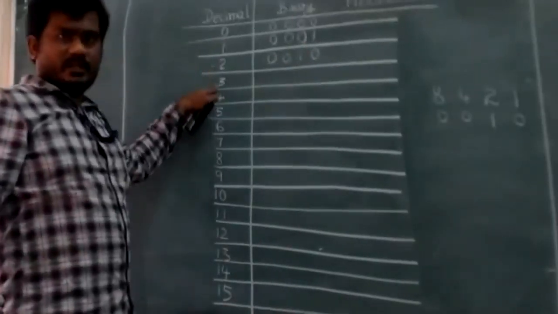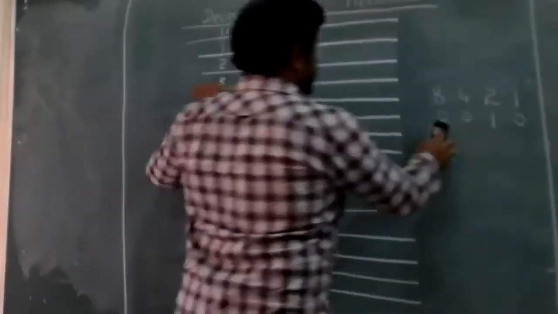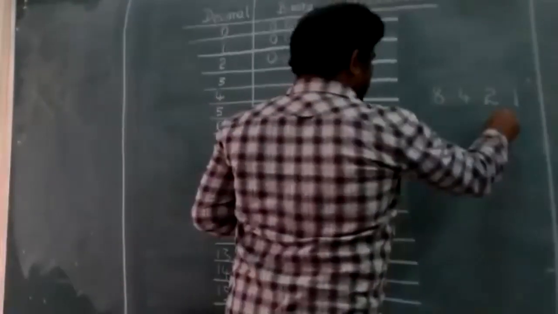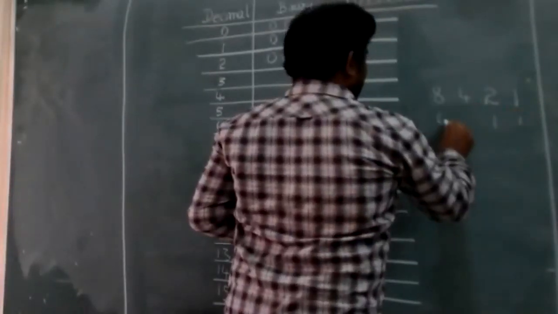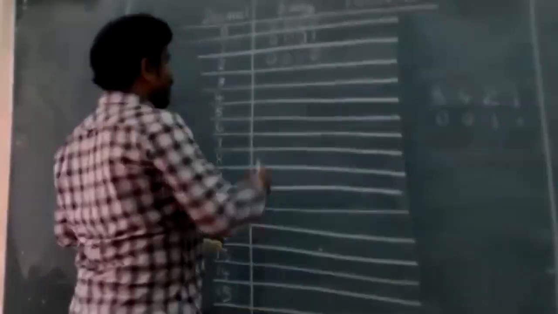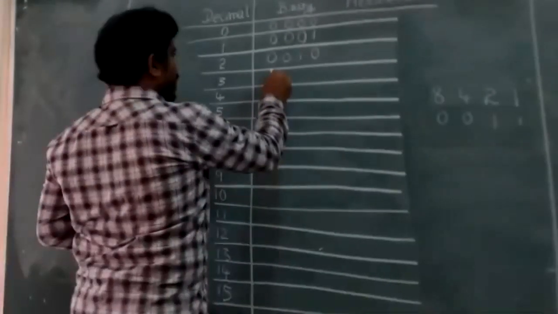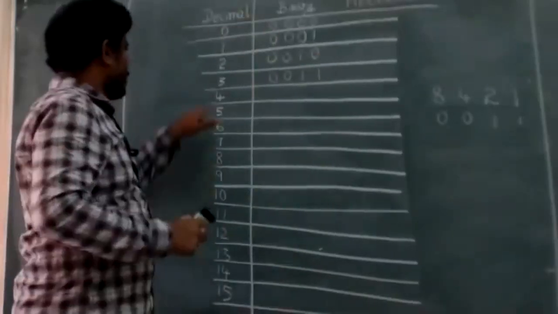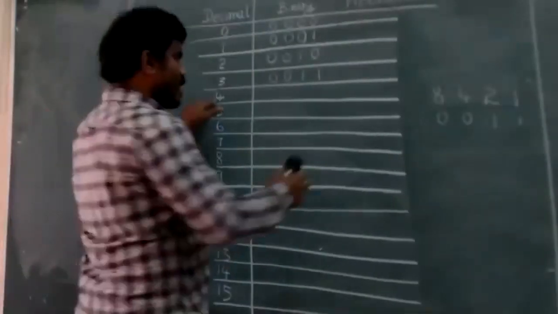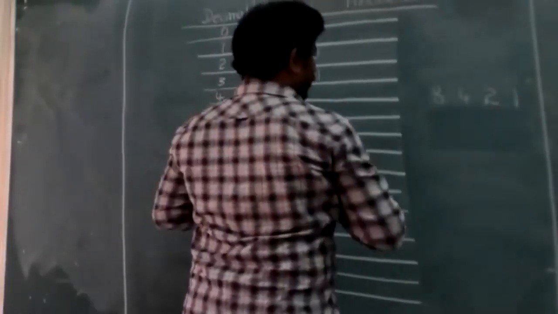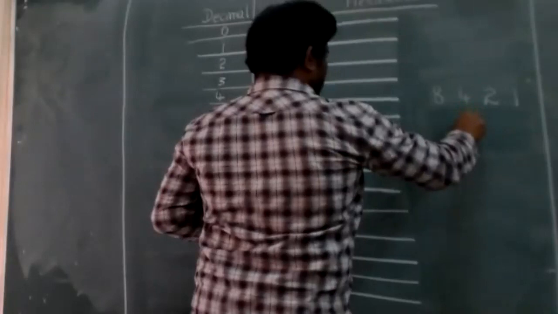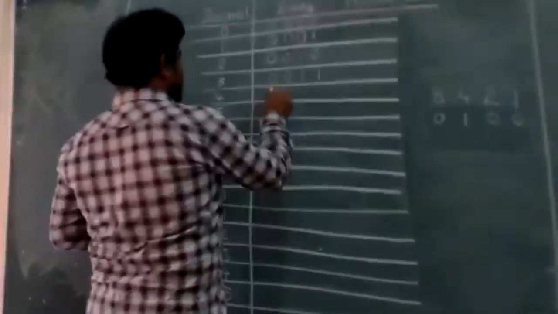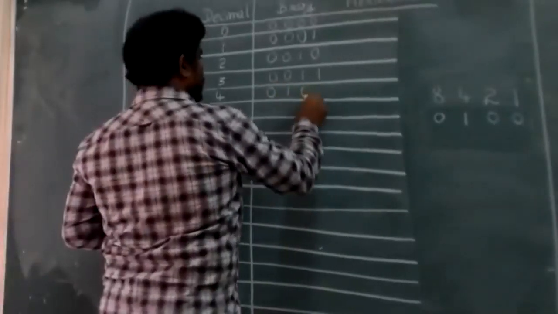Now how do you represent 3? 3 can be represented like this. 2 plus 1 is 3. So I will consider 1 and 1 here, and the rest all equal to 0. This is how you represent decimal 3 in binary: 0, 0, 1, 1. Then I have to represent 4. I put 1 wherever 4 is there, and the rest all equal to 0. So this is 0, 1, 0, 0.